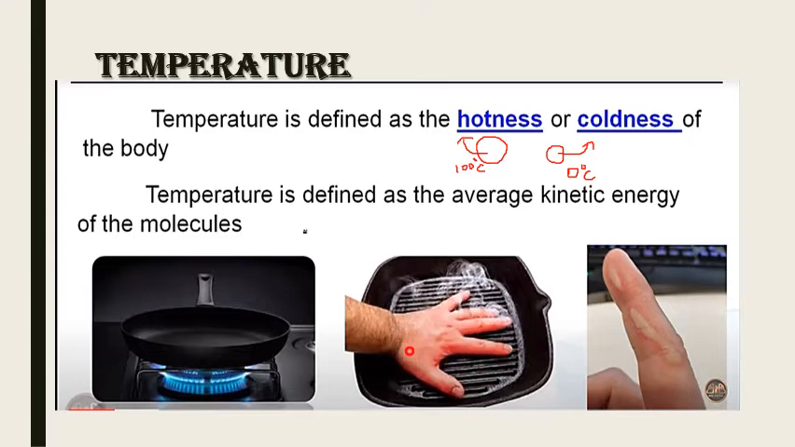The vibration is more in this pan. When you touch it with your hand, the cells will be damaged. You can see this in the third picture. Okay, so this is the definition: the average kinetic energy of the molecules. The molecules are in movement.